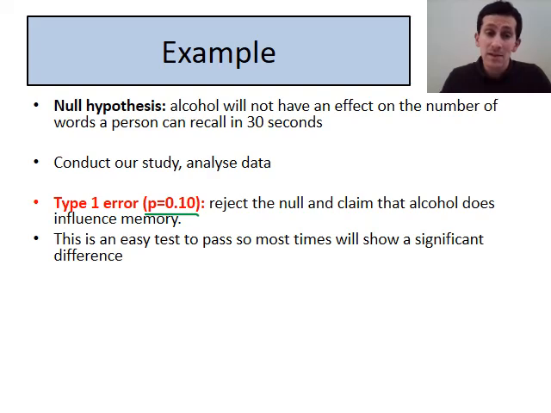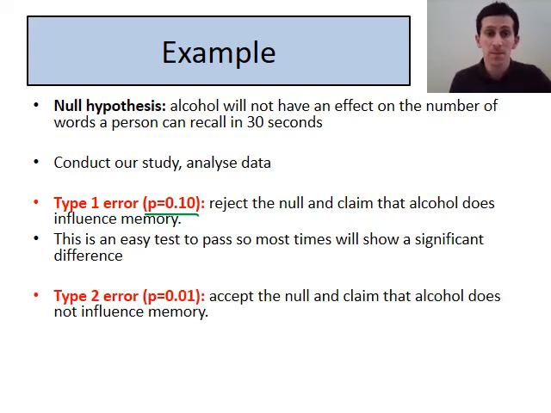However, this statistical test, this significance value, is so easy to pass that most times it's going to show you that there is a significant difference between your conditions. So you always get a type 1 error when you're using this p 0.10. Because it's such an easy test to pass, it will usually show there is a significant difference between the conditions in your experiment. On the other hand, we might get a type 2 error if we're using this far stricter test, this p equals 0.01.